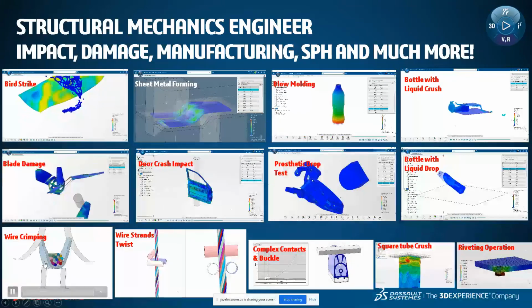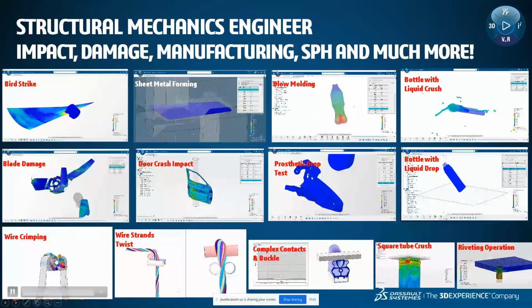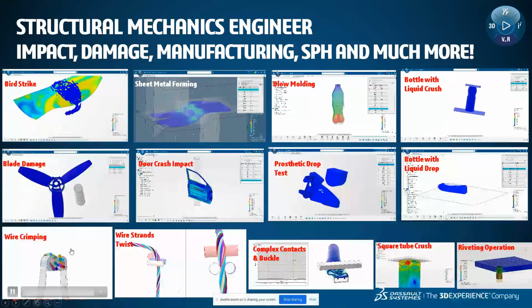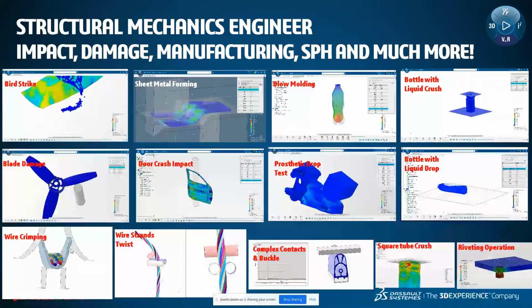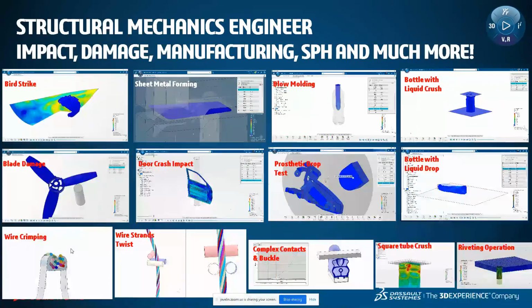Imagine trying to do this wire crimping analysis in SolidWorks and having to manually specify all of those no penetration contacts, which faces could potentially contact. You don't have to do any of that with the SimuliaWorks. You just say, look, all of these faces could potentially come into or out of contact with any other face.